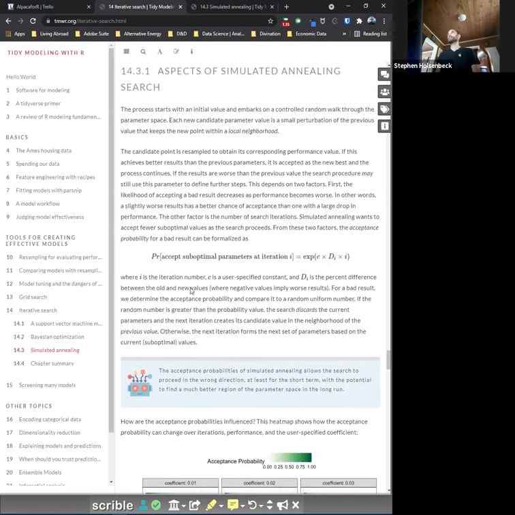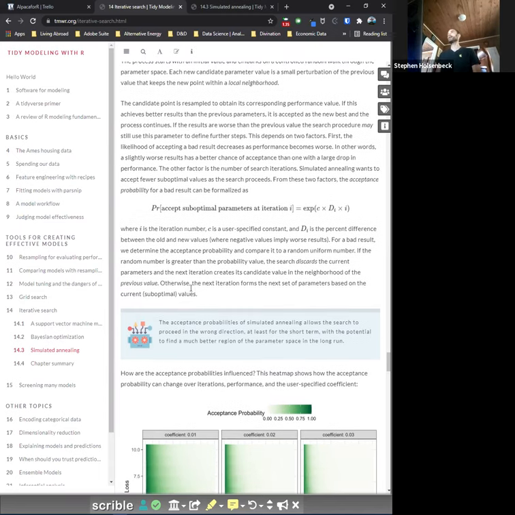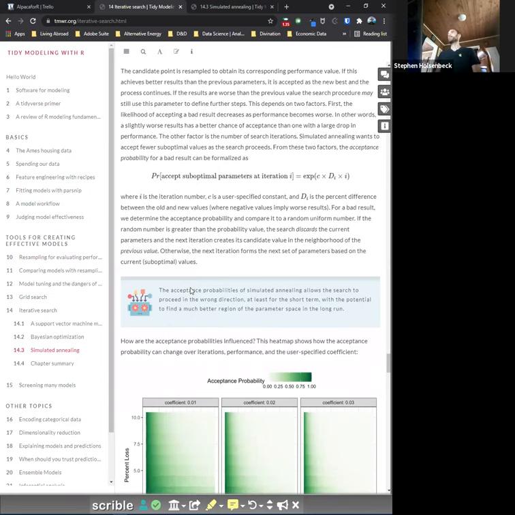So, aspects of simulated annealing. It starts with an initial value, and then it creates a radius of possible values around it and does like a random walk around that radius to try to find where there is improvement. So a candidate point is resampled to obtain its corresponding performance value. If it achieves better results, it's accepted as the new best and the process continues. If the results are worse, then it may still accept them.